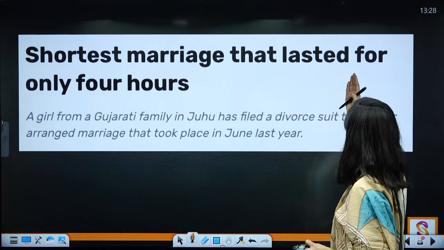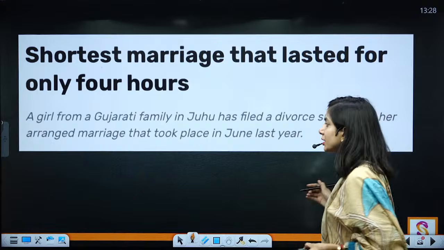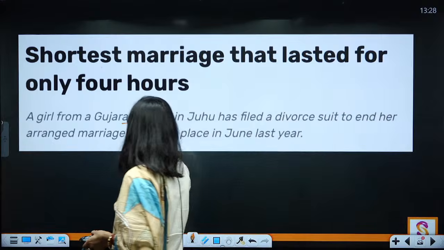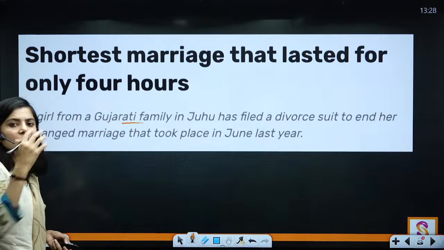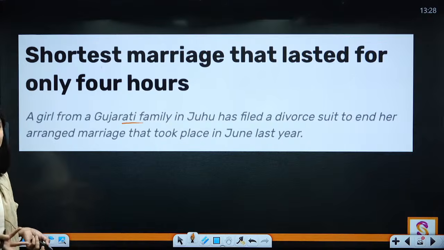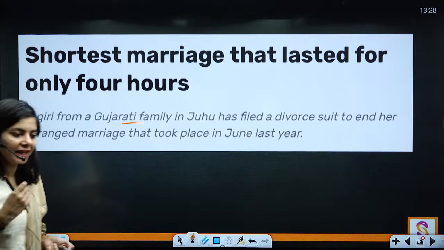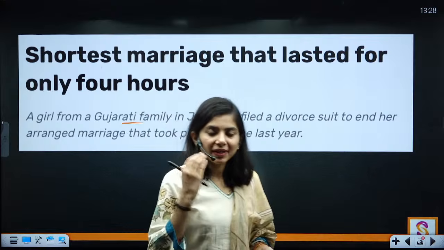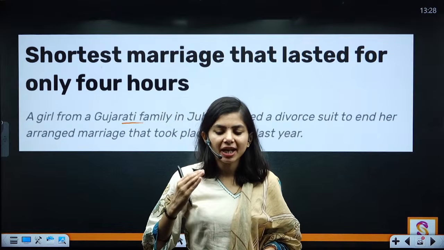Shortest marriage that lasted for only 4 hours. There was a marriage in a Gujarati family where within 4 hours of marriage they filed for divorce. So that's what we can say: yes, a marriage could end here. We can end the marriage anytime. But the reason is, whenever we are starting, it should have a vision.